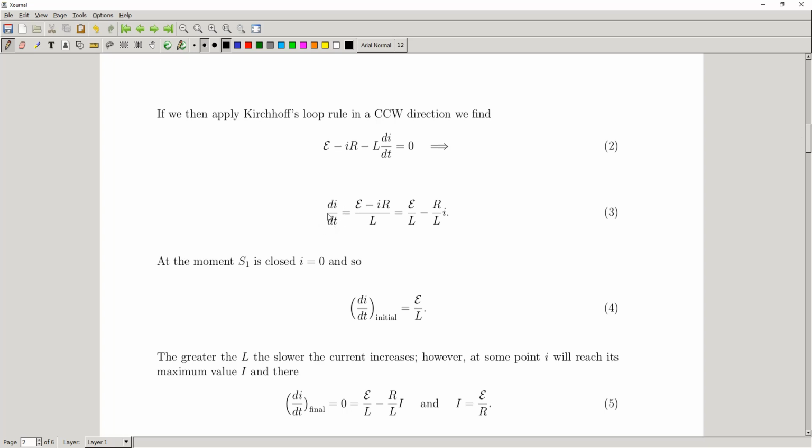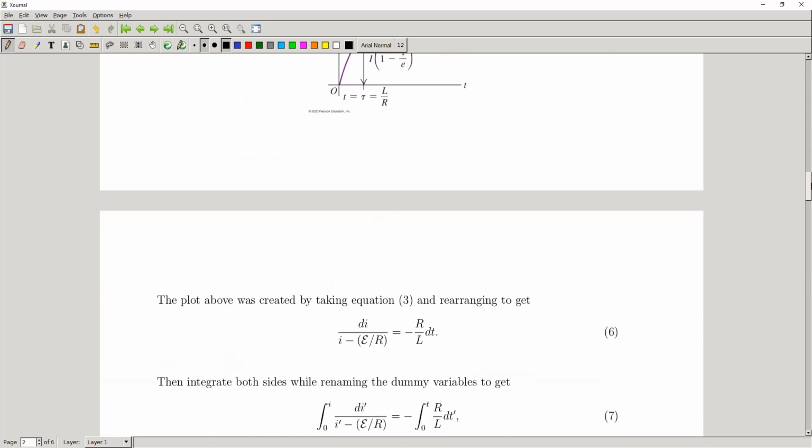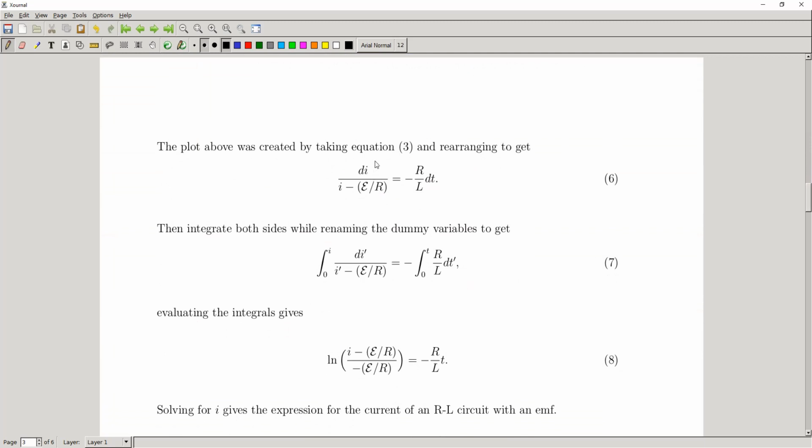We did solve for di dt here, and now we can rearrange that expression so that we have all the di's and the i's on one side and the dt's on the other side, and when it's arranged in this way, it's just begging to be integrated, right? So when we see it like this, we can integrate both sides. We're going to replace the I and the t with dummy variables, and we're going to integrate from 0 to I and from 0 to t. Okay, so if we do both those integrals, we end up with the expression that we see here.